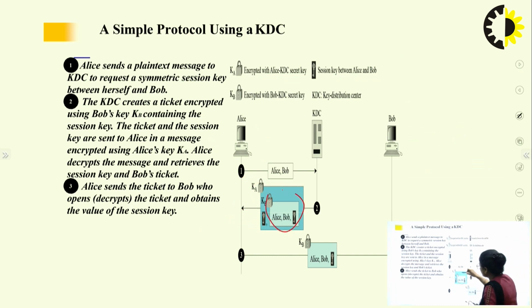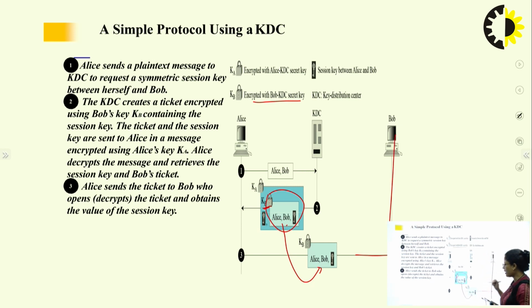This is the remaining block which is not legible to Alice. Why is it not legible to Alice? Because it is encrypted using KB, the key between Bob and the KDC. So it will be legible only to Bob, not to Alice. So Alice sends this message block to Bob. Now once Bob gets this message, it is encrypted using KB, the Bob and KDC key. So obviously Bob can decrypt it, because it is a key that is shared between Bob and the KDC. So Bob decrypts this message.